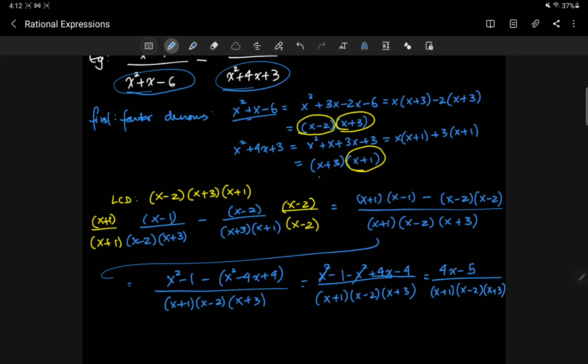Okay, so once I have my LCD, I multiply, divide by what is needed on each fraction. I combine, I FOIL, and after FOILing, I see if there are any cancellations. So for example here, the x squared term cancels, so you do not end up with something which has x squared in the numerator.